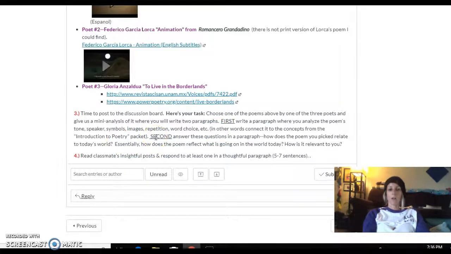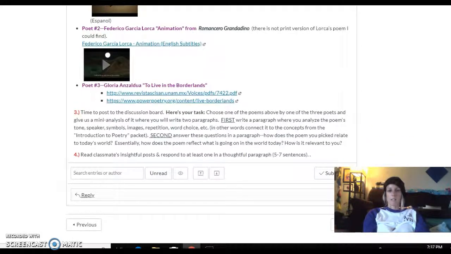That's the first paragraph. And then the second paragraph, you're going to answer the questions. How does the poem that you pick relate to today's world? How does it reflect what's going on in the world today? And then how is it relevant to you? So really taking this beautiful, ethereal piece, which is what poetry often is for people, and that's why sometimes people struggle with it because they think they have to find the right interpretation. But no, really just looking at the poem for what you see and then pulling it into yourself and making meaning from it. That's where all your learning is going to take place once you internalize it and connect it.